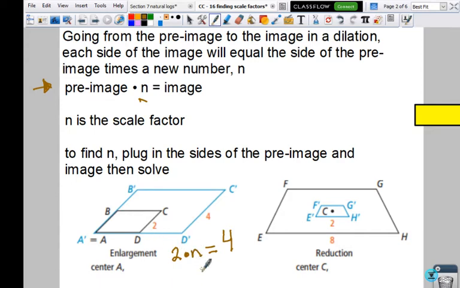And how do I get rid of this times 2? Divide it. Divide it by both sides. We're just going to divide it by 2. And I'm going to get n equals 2. My scale factor, to go from my pre-image to my image, is 2. And when our scale factor is bigger than 1, that is, we would say, an enlargement. There's a bunch of ways you could say it. You can say enlargement, expansion. It's bigger.